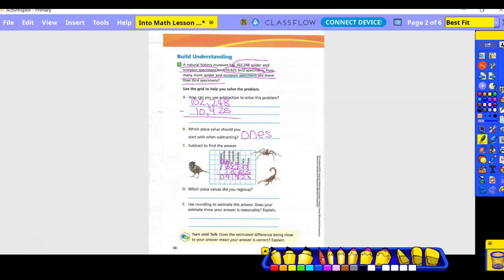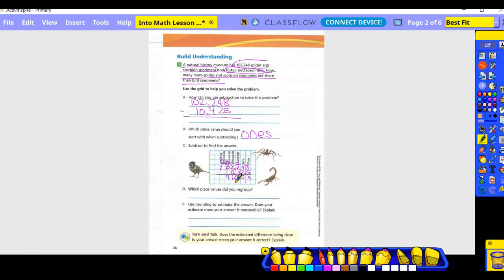and then I bring down my 0. Do I have to bring down that 0 though? No, because then it looks kind of funny up there, right? So it's 91,823. They want to know which place values we regrouped.